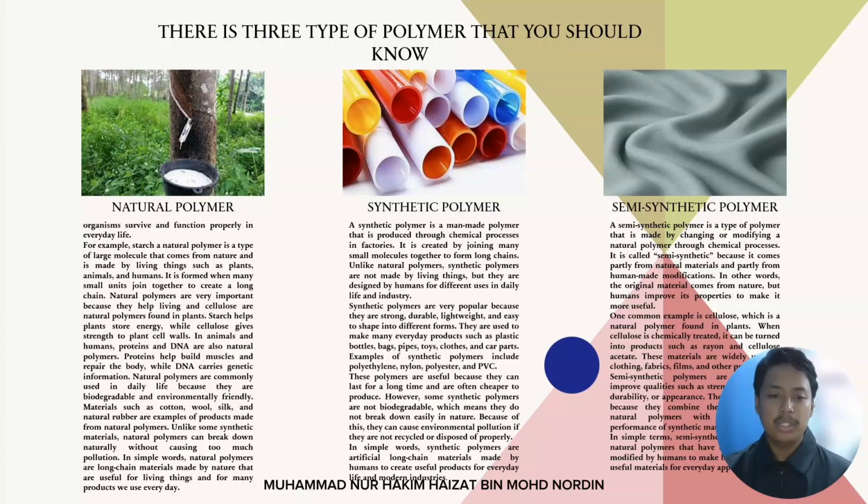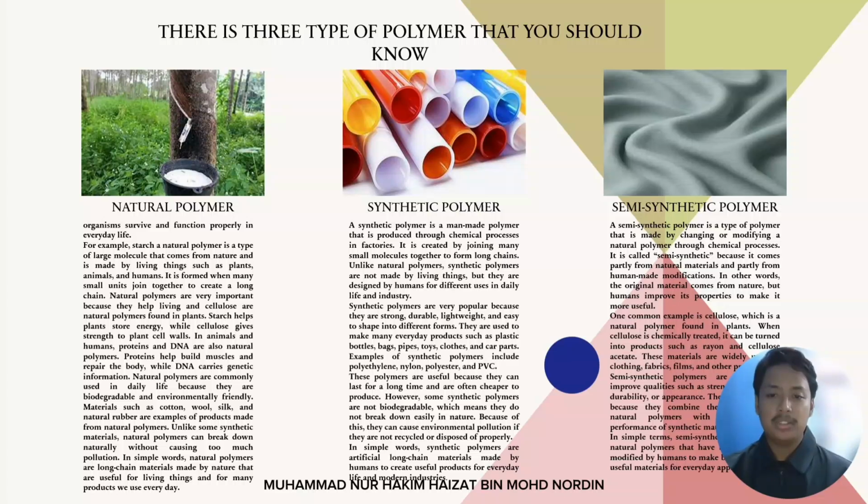They are used to make many everyday products such as plastic bottles and more. Examples of synthetic polymers include polyethylene, nylon, and PVC pipe. These polymers are useful because they can last for a long time.